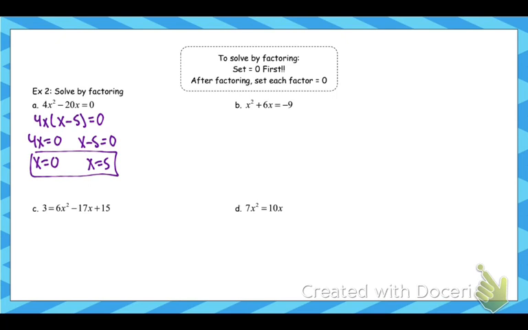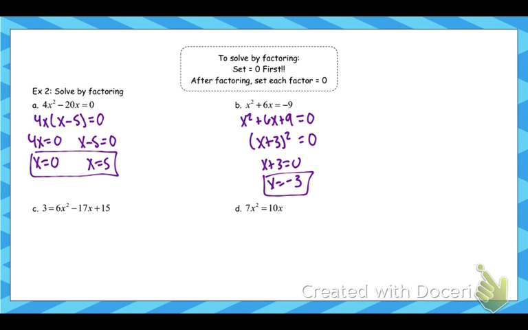All right, let's go to the next one. Again, start by setting it equal to 0. This is a perfect square trinomial. If you don't recognize it, what multiplies to 9 and adds to 6? It's 3 and 3. So in this case, you only have one factor. So your only answer is x equals negative 3.